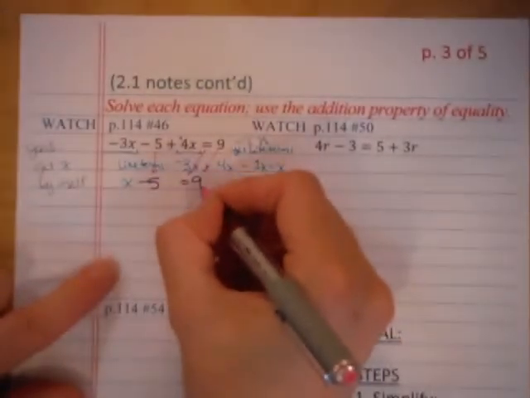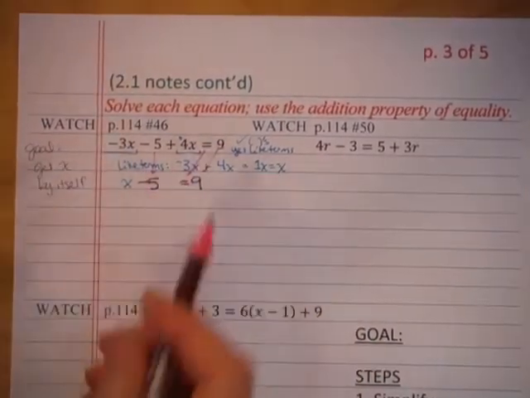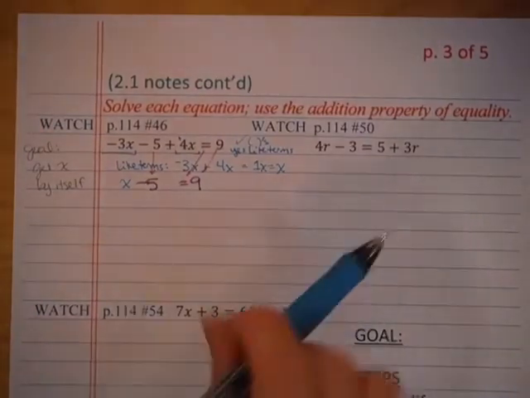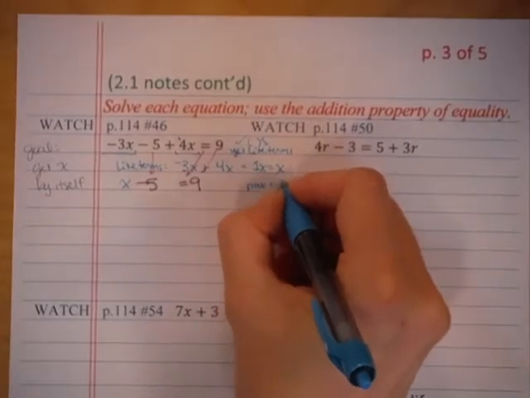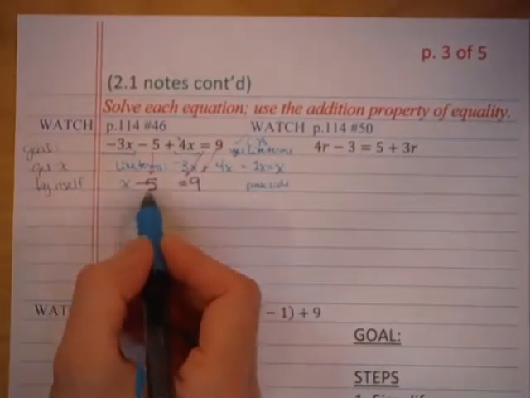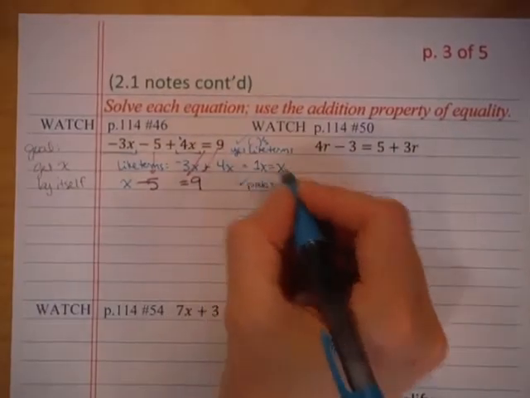I still have the negative 5. I still have the equal sign. I still have the 9. All I've done is combine the like terms. Okay. The next thing I check for is I pick a side. Is x on one side or the other? And yes, indeed, it's only on the left side, so that's been done for us.